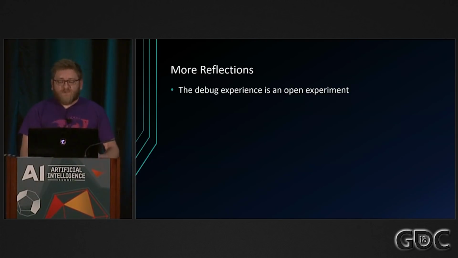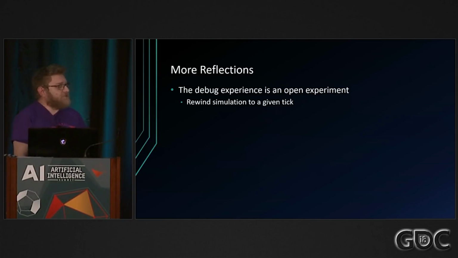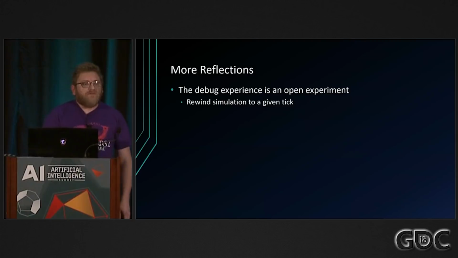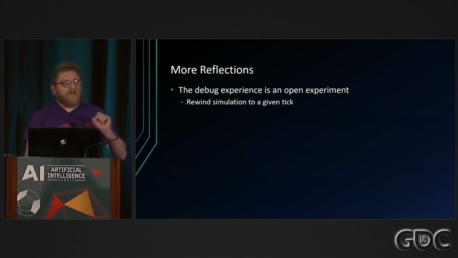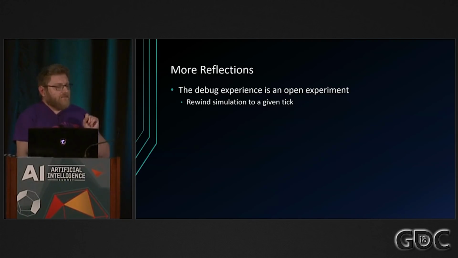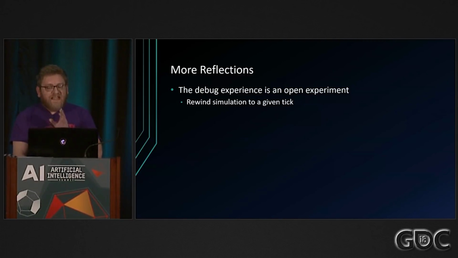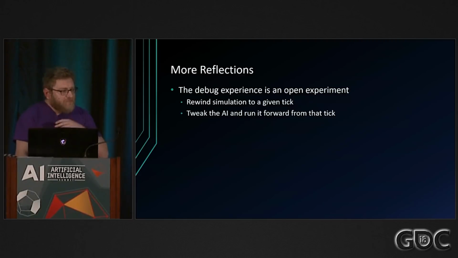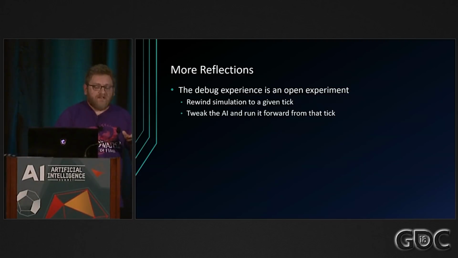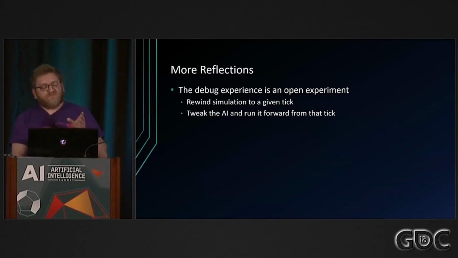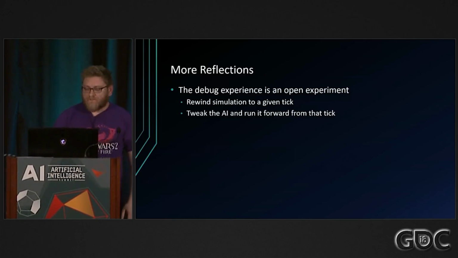One of the things that would personally make me very happy is to be able to rewind the simulation to a specific point. I would love to be able to scrub forward and backward on a timeline and say, this is where things went wrong. I'm going to stop there, change the data, manipulate the AI design in some way, and then run the simulation forward from that exact moment in time, and see if it fixes the problem that I noticed.